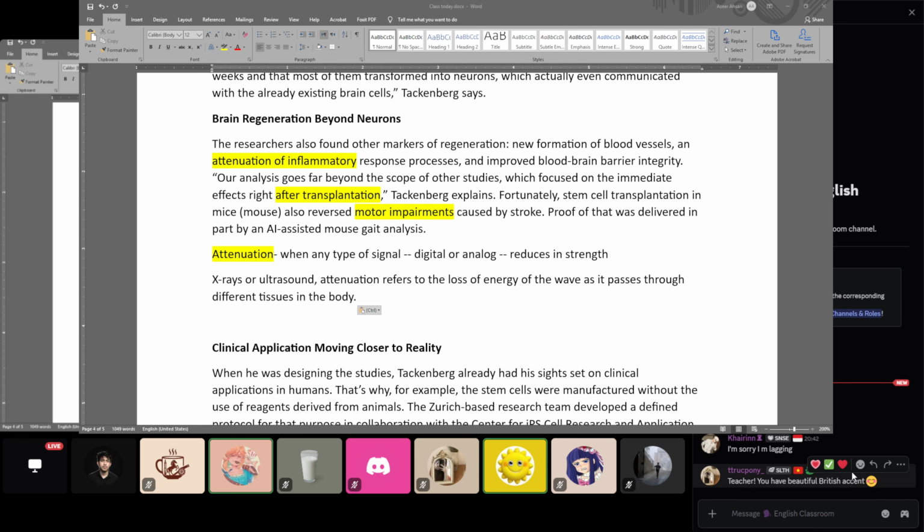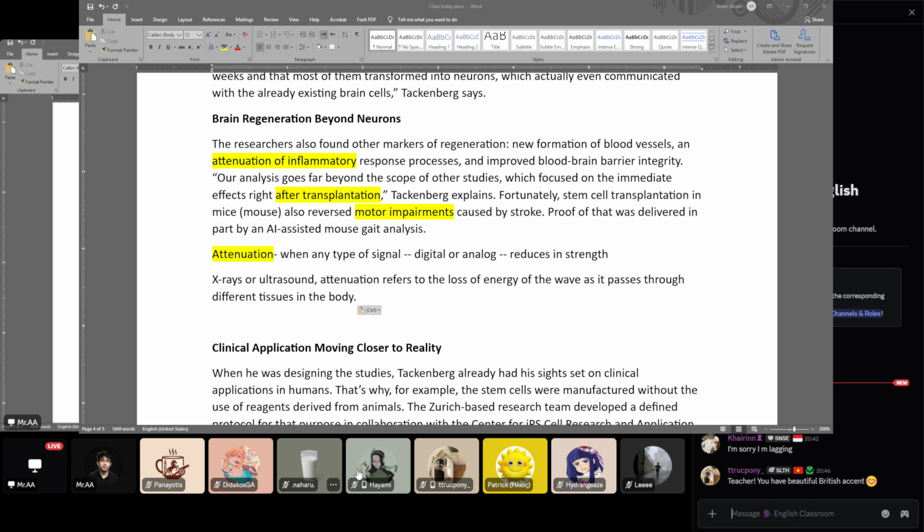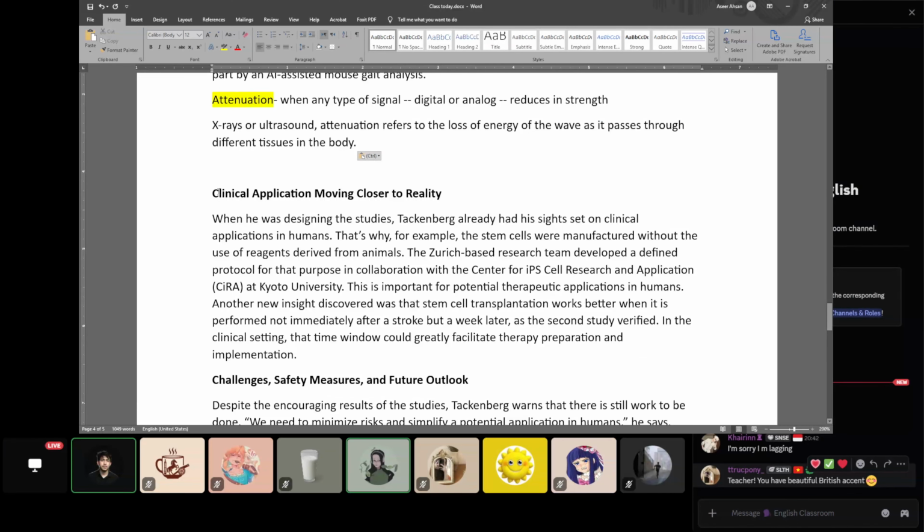Not responding. I think they're not. Hayami, please turn on your microphone. Me? Exactly. Can you please start reading from this part of the paragraph?